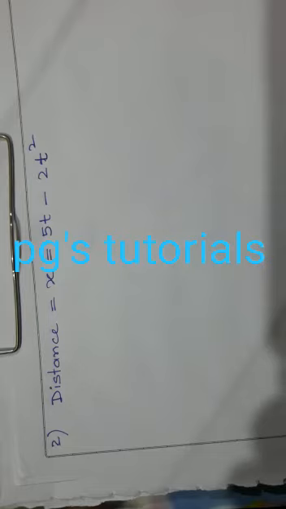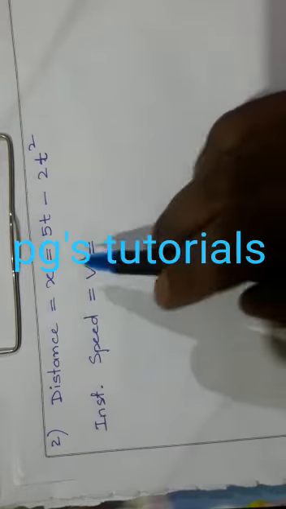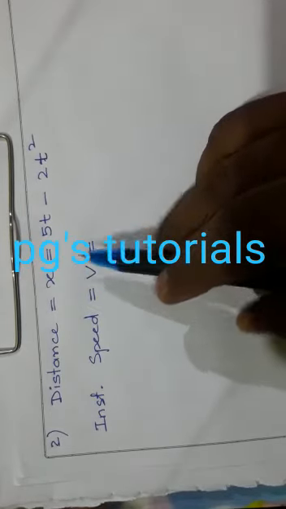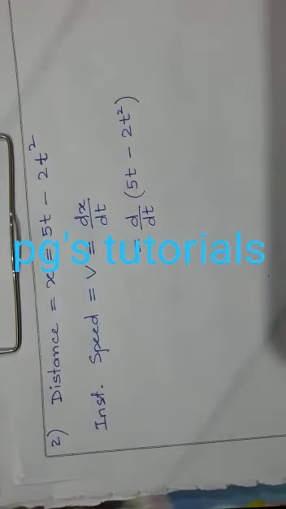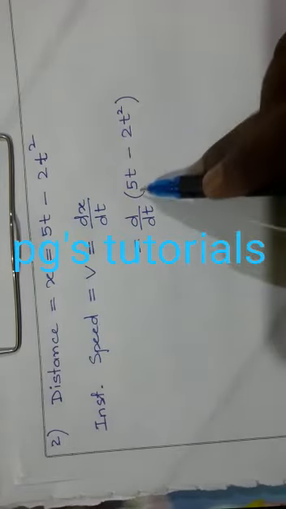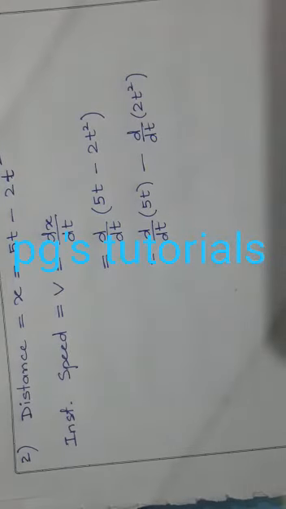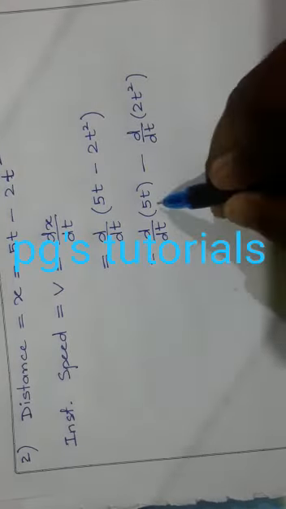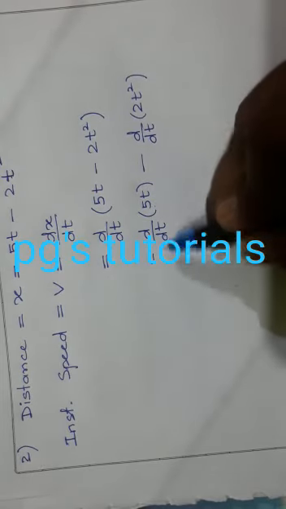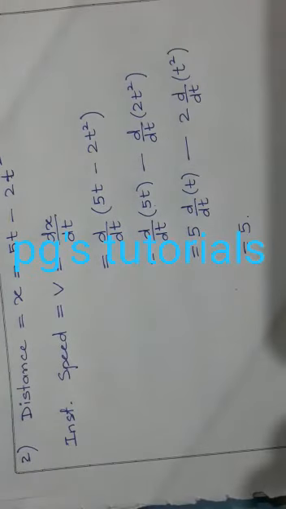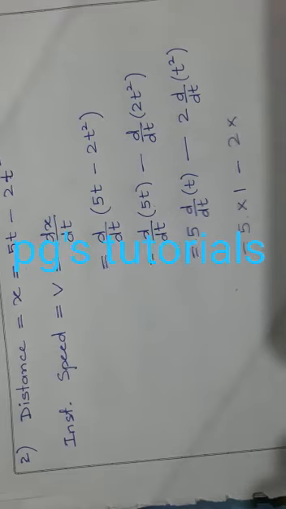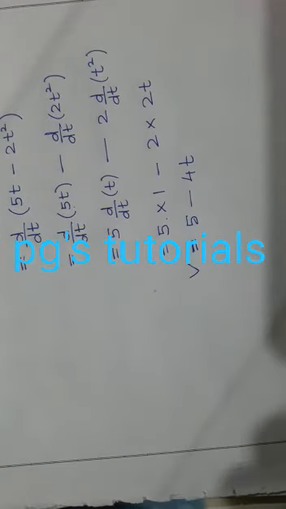Then what is instantaneous speed? As we know, differentiation of distance gives speed, so dx dt will be v. Now substitute the value of x. Use the formula 4 and separate each of them. Now you use formula 3 and separate the constant from the variable. 5 is a constant, so take it outside. Similarly, 2 is a constant, take it outside. Now use formula number 2. dt by dt is 1. d dt of t square is 2t. So v equals to 5 minus 4t.